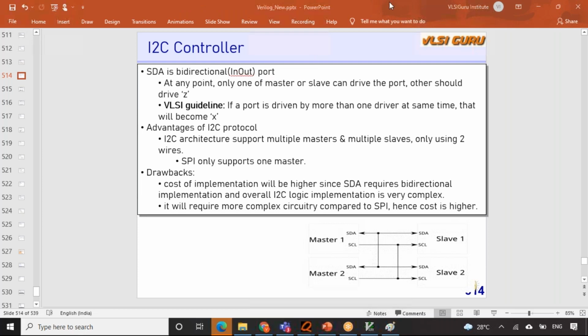Imagine there is master 1 here. It is also driving some value. Let's say this is also driving some value. Let's say it is driving 1, it is driving 0. What will happen to this point, this line? If the same thing is driven by 2 ports, it will become X.